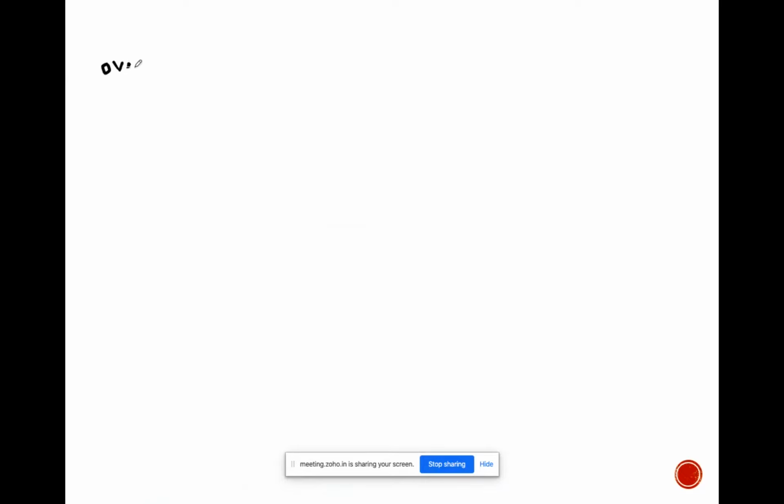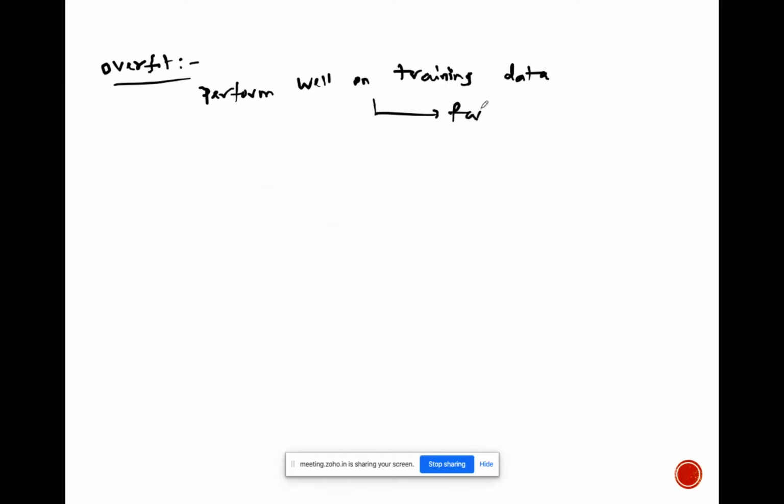Now we have seen that overfit performs well on training data and fails to generalize. Underfit is the opposite of that, right? Underfit performs poorly on training and well on the test data.